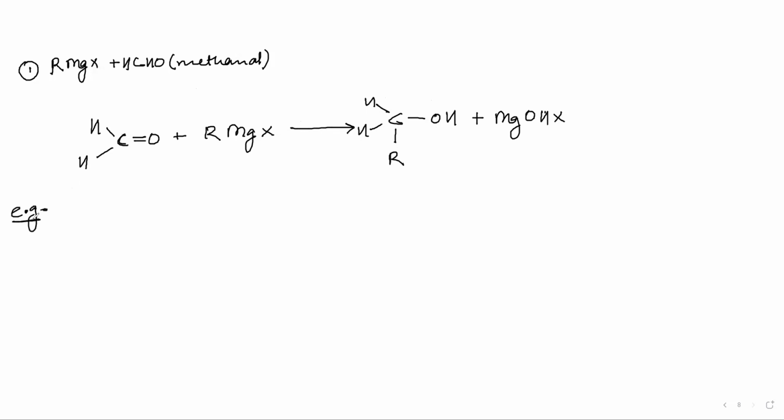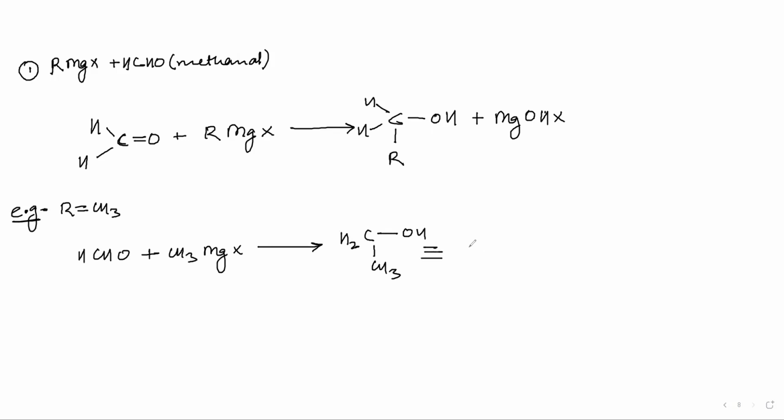Now if I want to do examples, for example, let us take R is equal to CH3. Then what will be the product? HCHO plus CH3MgX, and you will be getting H2COH CH3. I'm writing this in the proper form, so I can write this as CH3CH2OH. So you should remember that this is a 1 degree alcohol.